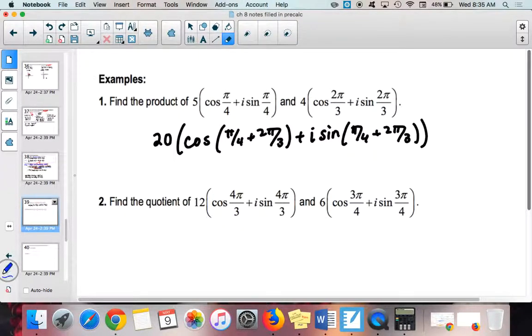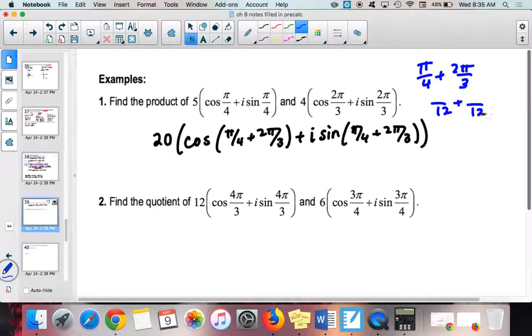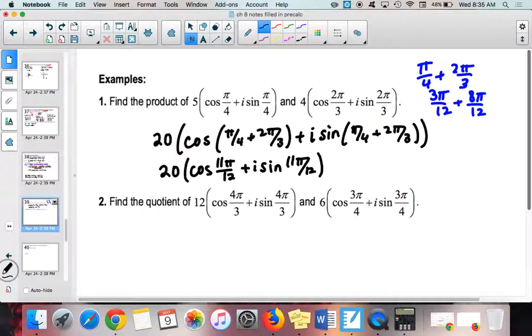So if I have pi over 4 plus 2 pi over 3, I get common denominators, so I get them to be 12. So I'm going to have 3 pi over 12, and I'm going to have multiplied by 4 over 4, 8 pi over 12. So I have 11 pi over 12. So now I'm going to have 20 cosine 11 pi over 12 plus I sine of 11 pi over 12. You could write that in the shortcut by doing 20 cis 11 pi over 12, right? That's it. We did it. We multiplied those two things together.